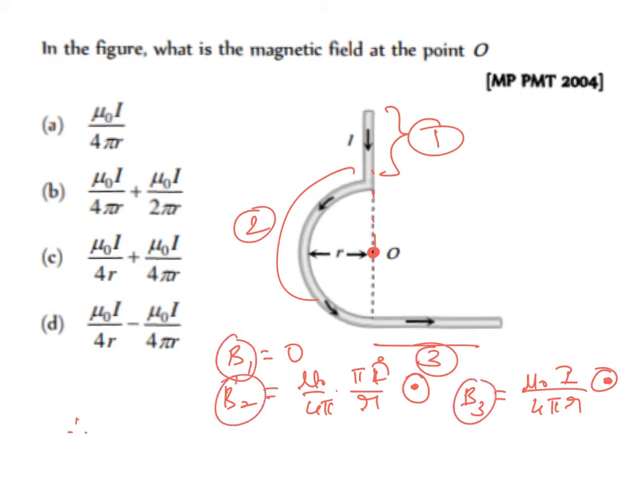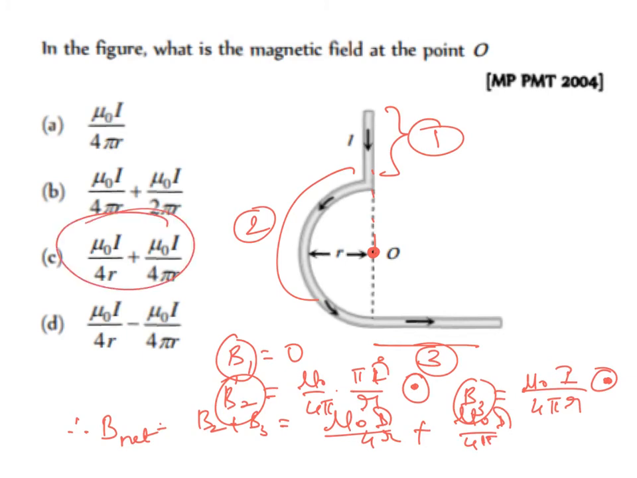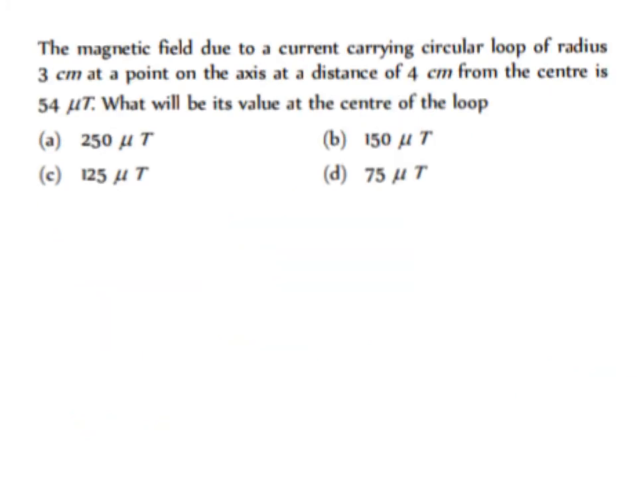So the net magnetic field must be equal to B2 plus B3, because the angle between them is 0. So that's the reason why it is mu naught I divided by 4r plus mu naught I divided by 4 pi r. Option C is the right answer for this question. Move to the next problem.